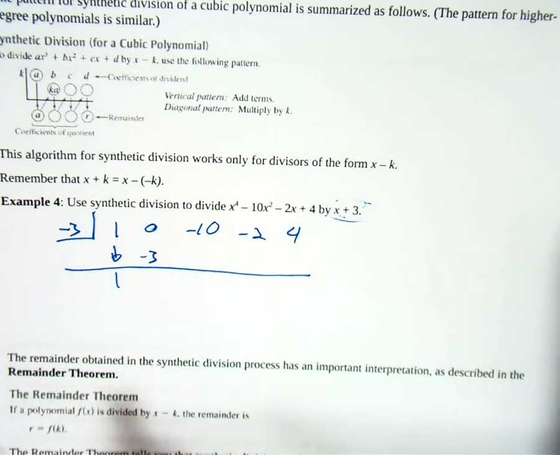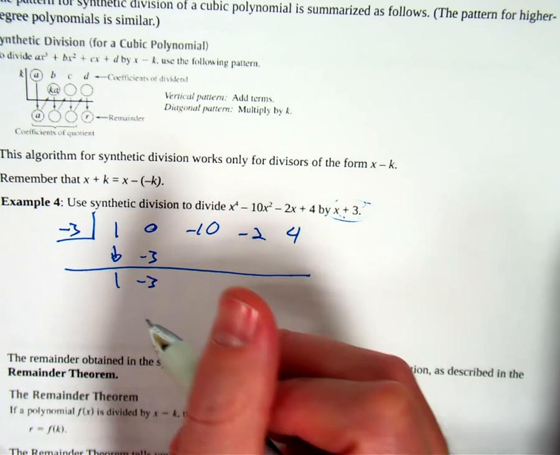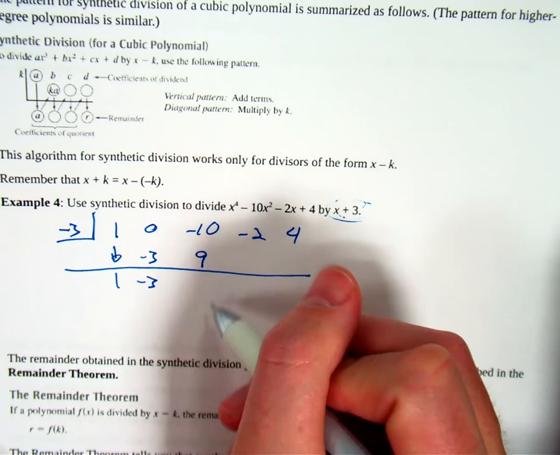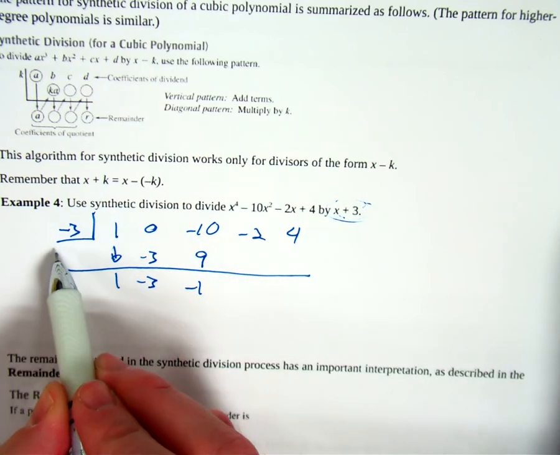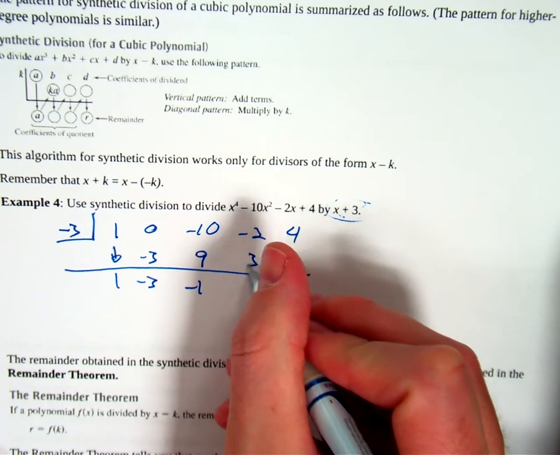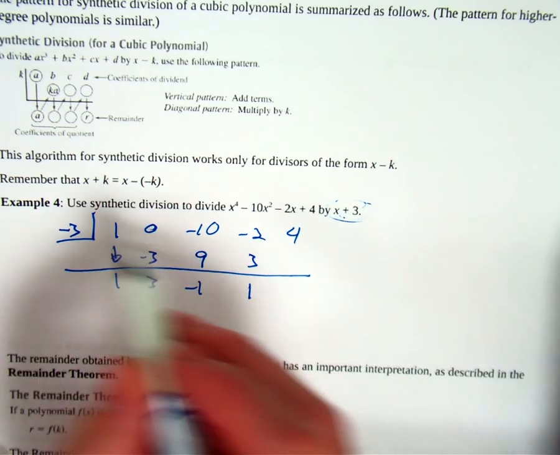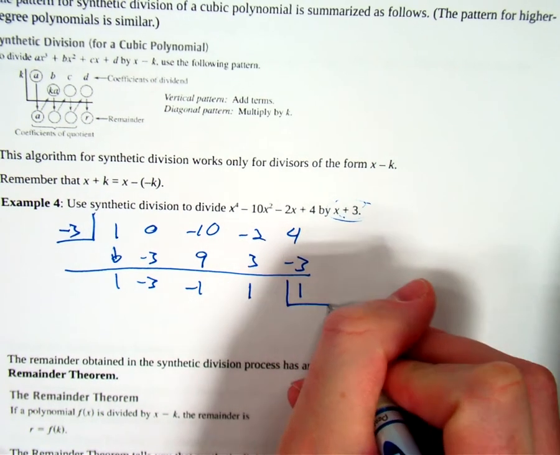See, it's crazy because long division, you're subtracting down. Synthetic division, you're adding down. So 0 plus -3 is -3. -3 times -3, positive 9, add down, -1. -1 times -3, positive 3, add down, positive 1. 1 times negative 3 is negative 3, add down 1. The last spot is your remainder.